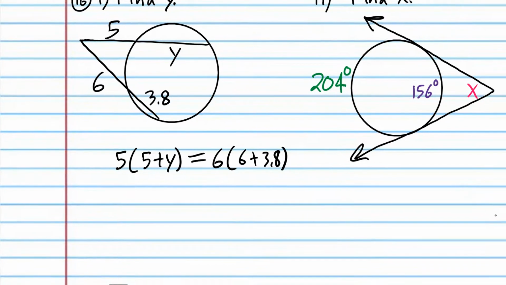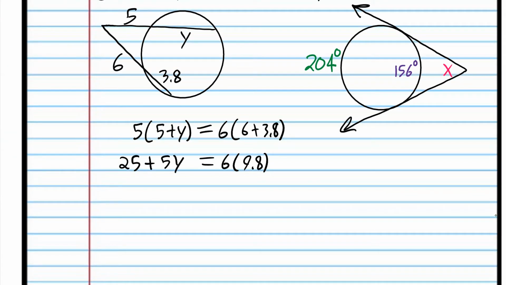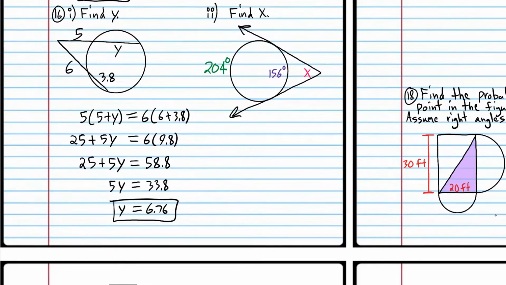Now this is where a calculator is going to come in handy. We can just add those numbers up. 6 plus 3.8 is 9.8. And we're going to distribute: 5 times 5 is 25, and 5 times y is 5y. And 6 times 9.8 is 58.8. If you subtract 25 from both sides, you get 33.8. Divide both sides by 5, and we have 6.76. So if you got that one right, good job. Again, don't be afraid to use your calculator.